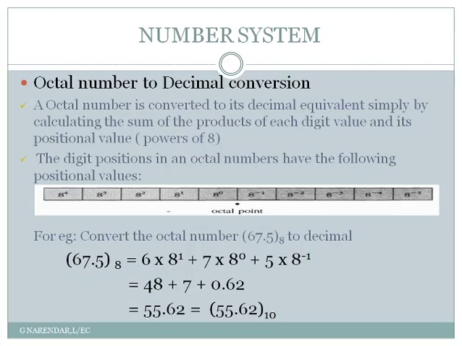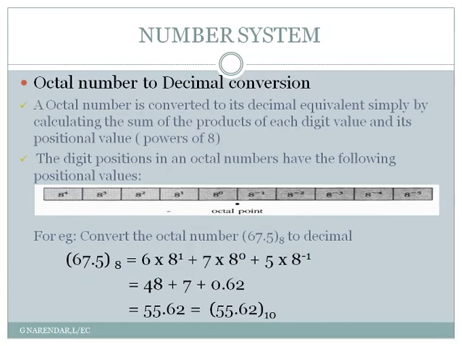Look at how, if a number given is an octal number, we can convert it to its equivalent decimal number. Before going to this, just observe the position values, very important. Here you can see the octal point, and towards the right the position values for an octal number are 8 power minus 1, 8 power minus 2, and so on. And if you move towards the left, the position value for the first position is 8 power 0, for the next position 8 power 1, and so on. Then we'll see how to convert a given octal number to its equivalent decimal number.